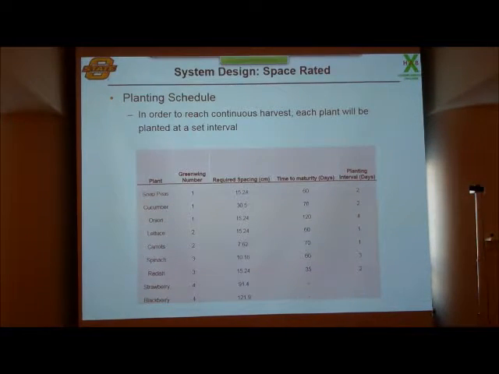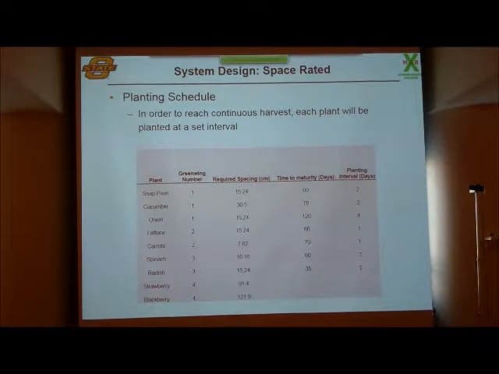And then for strawberries and blackberries, they're continually fruiting plants. So it was a little harder to calculate a planting interval. So we just decided to plant four of each and allow them to be collected as a fruit.